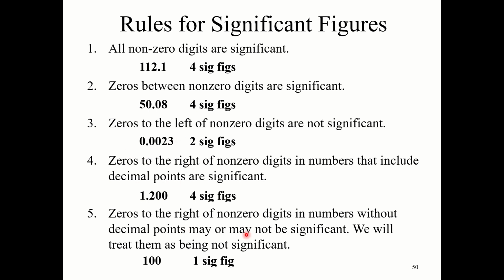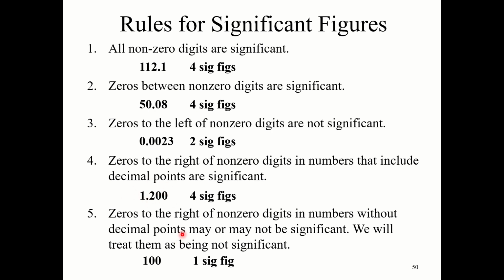Finally, rules 4 and 5 are what I like to call trailing zeros. Trailing zeros are sometimes significant, sometimes they are not. Trailing zeros that are to the right of non-zero digits in numbers that include decimal points are significant. So this number right here, the 1 and the 2 are significant. These two zeros are trailing zeros. They appear to the right of non-zero digits, and they appear in a number that has a decimal point, so they are significant. So this number has 4 sig figs.